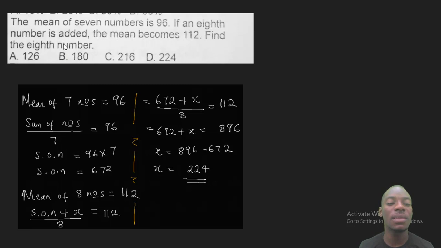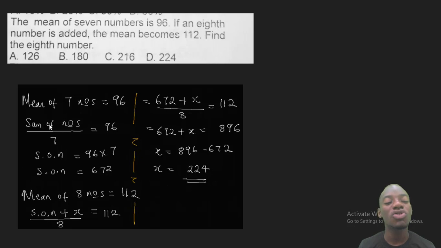Now the next question says the mean of 7 numbers is 36. If an 8th number is added, the mean becomes 112. Find the 8th number. And how do we find mean? You have to add up the 7 numbers. So the summation of numbers, that's the total addition of the numbers, over the number of numbers, 7, is equal to the mean, which is 36. But they've given the mean, they say find the 8th number.